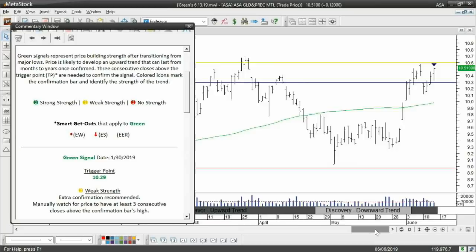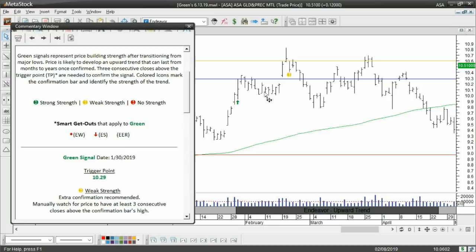In this case, price kind of immediately dips down, so you have no chance of closing above that line. Then we get 1, 2. Here's our 3rd close. Confirmation signal, letting us know that this trend has weak strength. Extra confirmation is needed. Okay, no problem. What does that mean? Well, we come into our commentary, and we can see extra confirmation recommended. Manually watch for price to have at least 3 closes, 3 consecutive closes above the confirmation bar's high.